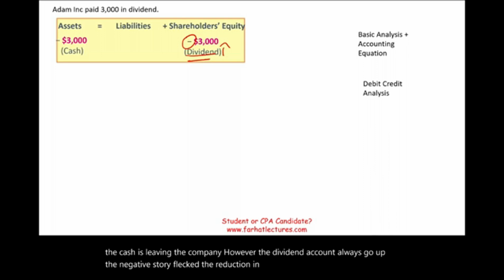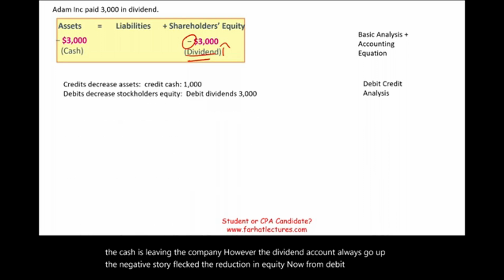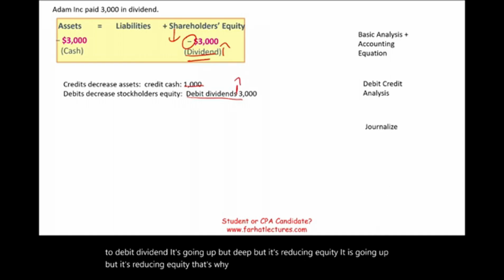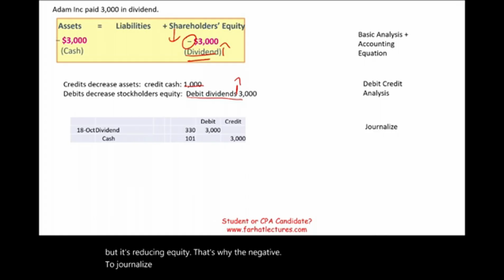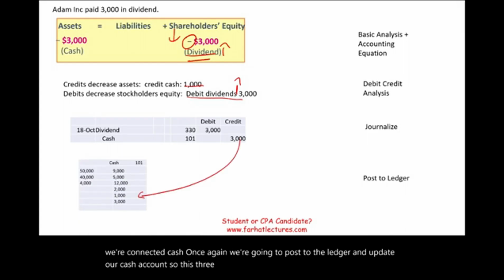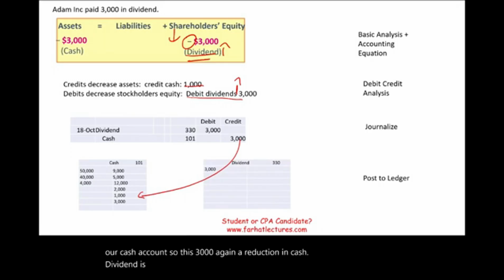Now, from a debit credit perspective, we're going to credit cash because it's going down, and we're going to debit dividend, it's going up. Okay? But it's reducing equity. It is going up, but it's reducing equity. That's why the negative. To journalize it, we're going to debit an account called dividend, and we're going to credit cash. Once again, we're going to post to the ledger and update our cash account. So this $3,000, again, a reduction in cash. Dividend is $3,000. That's the balance for dividend.